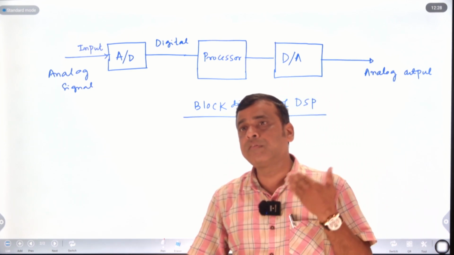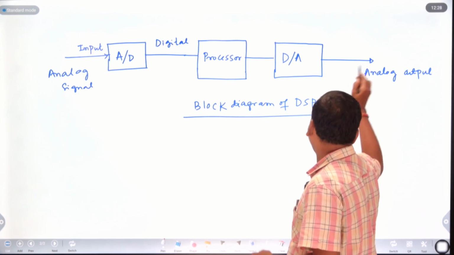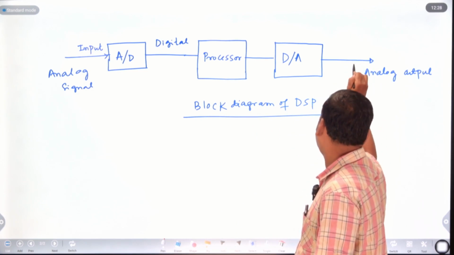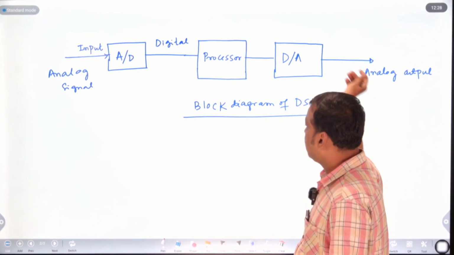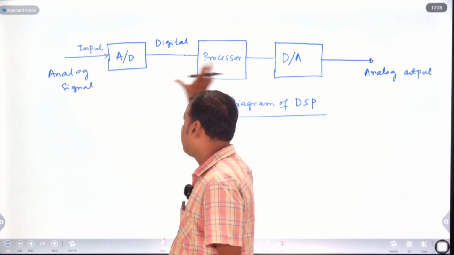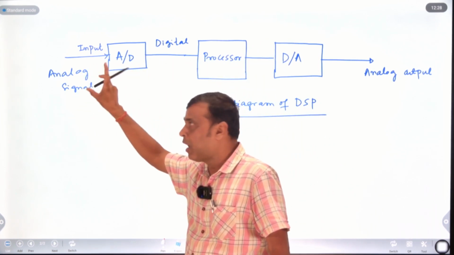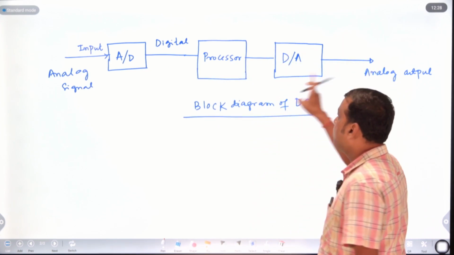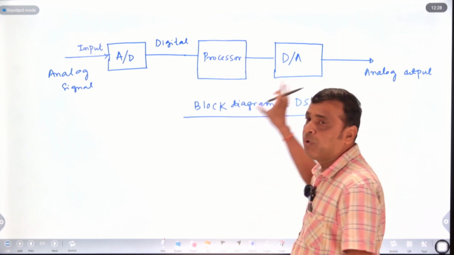D to A converter means converting digital to analog form. Whatever the output is, it is a processed version of the analog input signal. Analog input, you will get analog output. By means of processing, you will get some useful information.